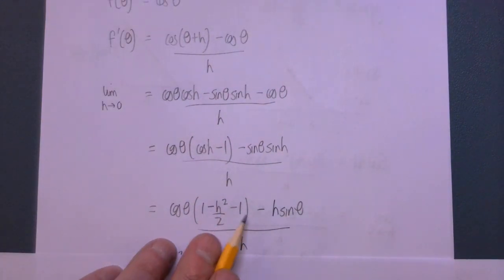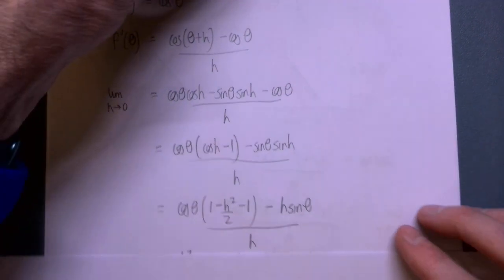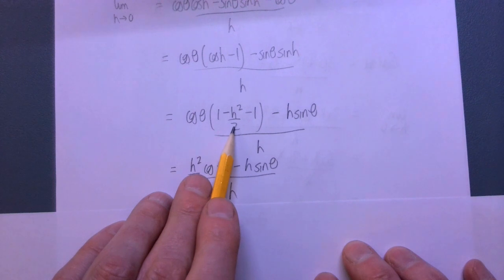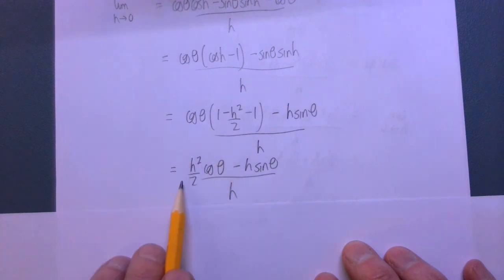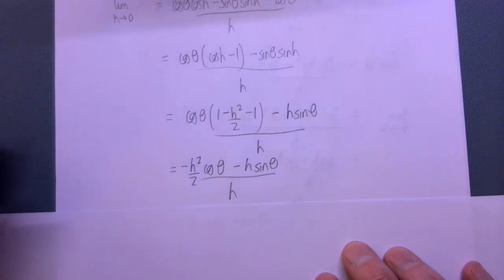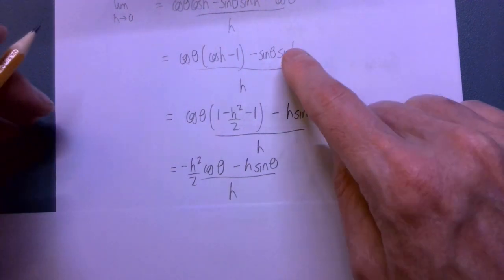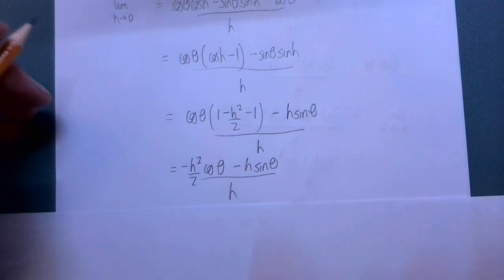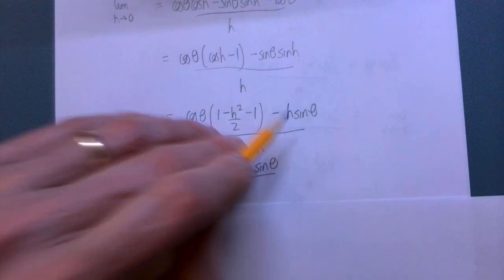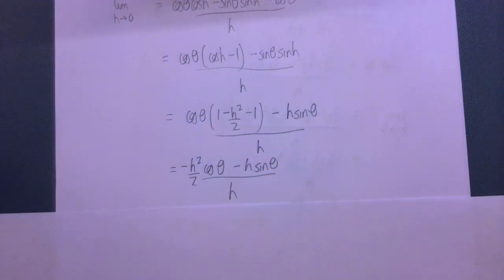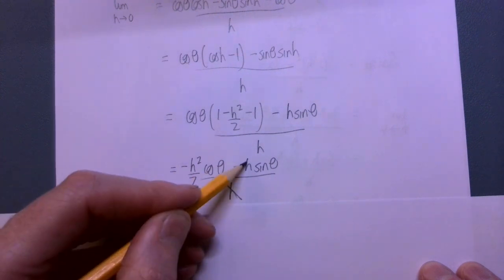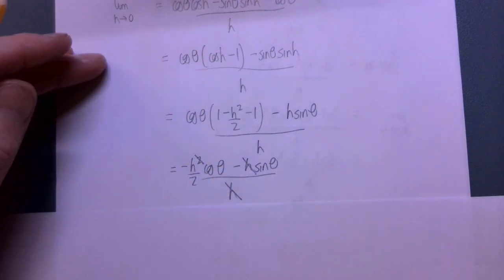Now of course here I've got 1 take away 1, so that's quite nice, that's just going to be minus h squared over 2 times cos theta. I've just realised I've lost my minus, there we go. And that becomes that. Remember, sine h, when h is really small, just becomes h. Okay, I can divide everything by h. So that disappears, that becomes h to the power of 1.